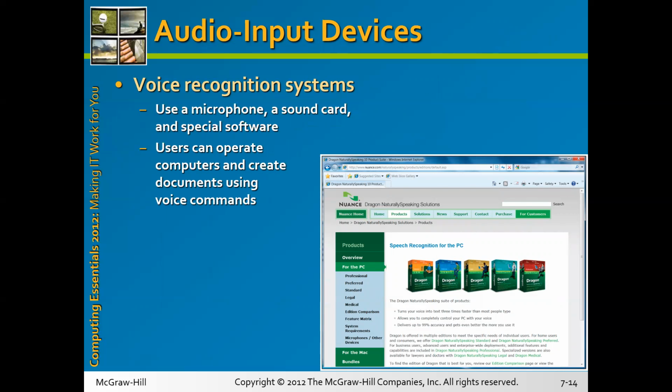Voice recognition systems. Before that, let's look at audio input devices. Audio input can take many forms, including the human voice and music. Converting speech into digital code, the most common device is the microphone. Gaining in popularity are portable digital voice recorders used with voice recognition systems. A voice recognition system uses a mic bundled with a sound card and software. Some voice recognition systems must be trained for the user's voice. Some can translate from one language to another.